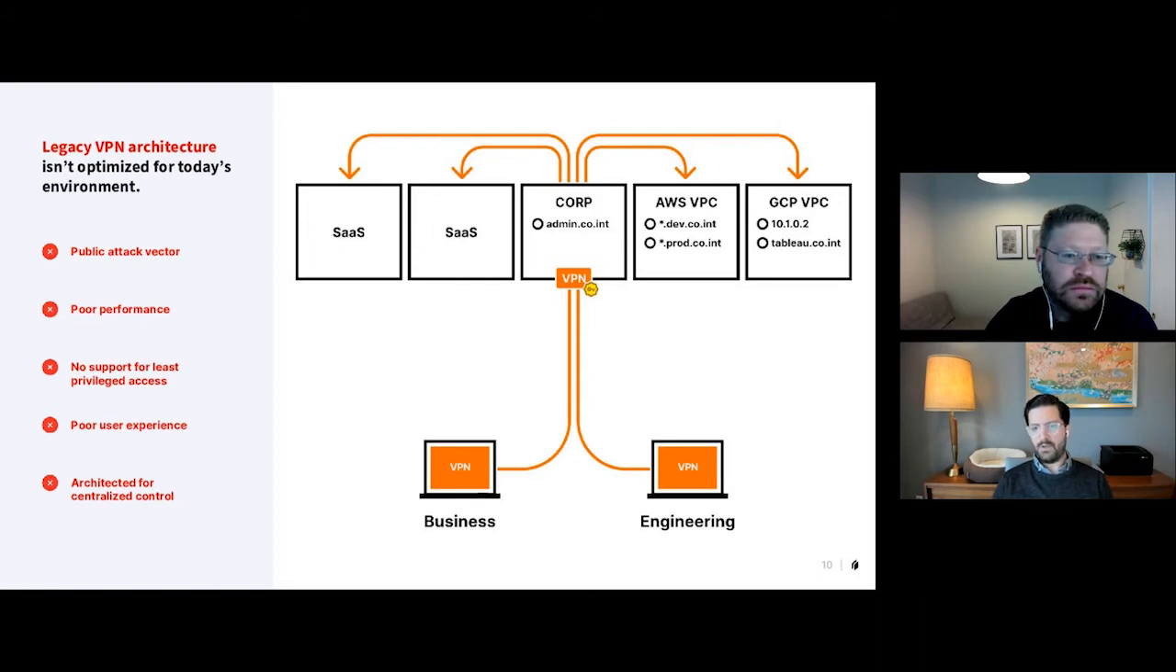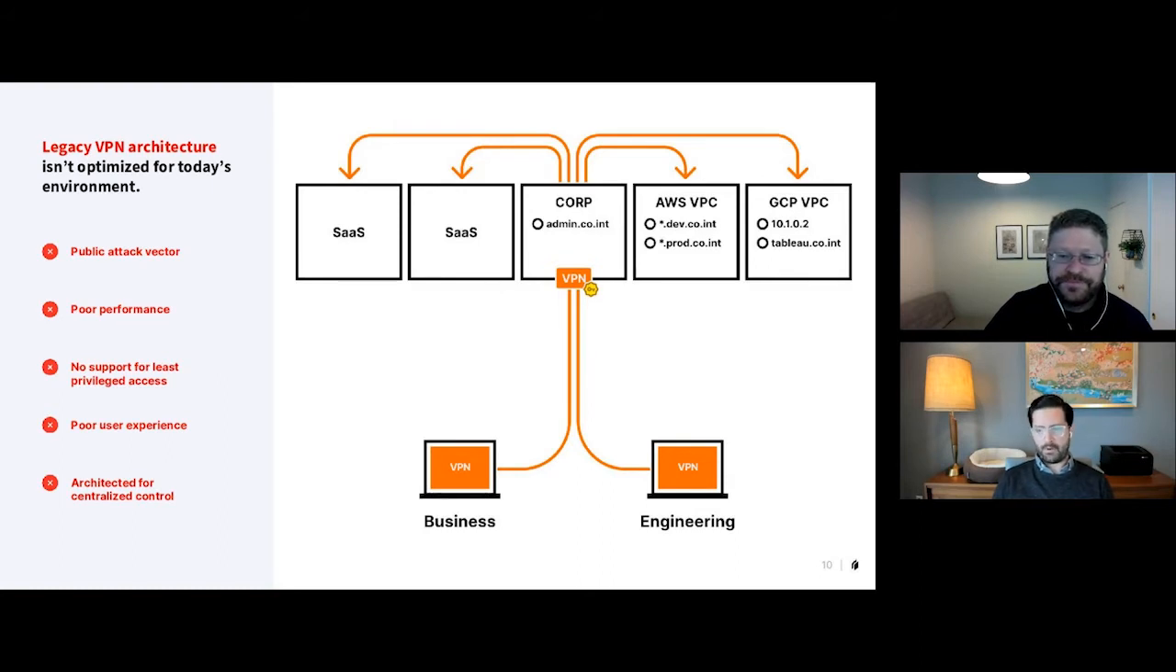There are a few issues with this. One is, as we mentioned before, that the VPN gateway sits on the public internet, which is just how VPN works, which means it becomes a public attack surface. Performance is also not very good. It may be acceptable, but it can certainly be better than routing traffic across network segments.